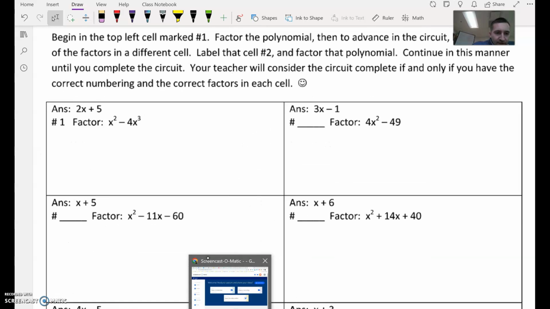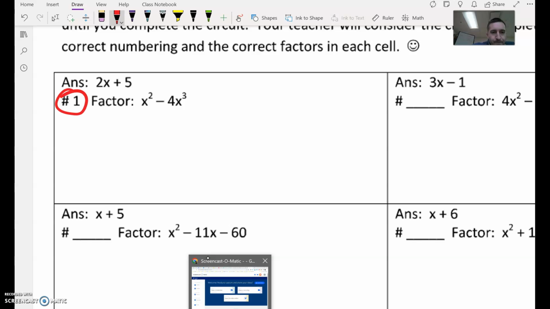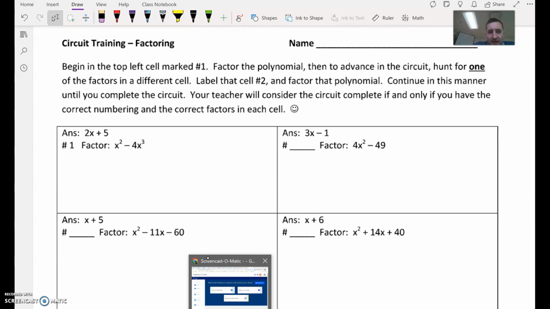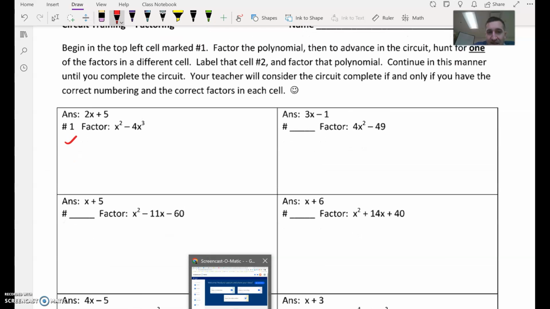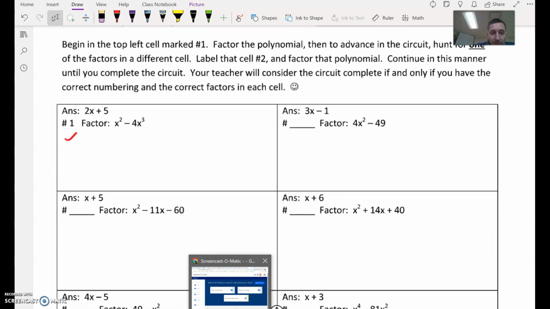So here's where you start. This is number 1. And notice, it has a problem right here. It tells us to factor that. But then it gives us an answer. This answer does not go with this problem. Look what the directions say. Begin in the top left cell marked number 1. That's what we'll do. Factor the polynomial, and then to advance in the circuit, you hunt for just one of the factors as your answer in a different cell. Let me show you what I mean.